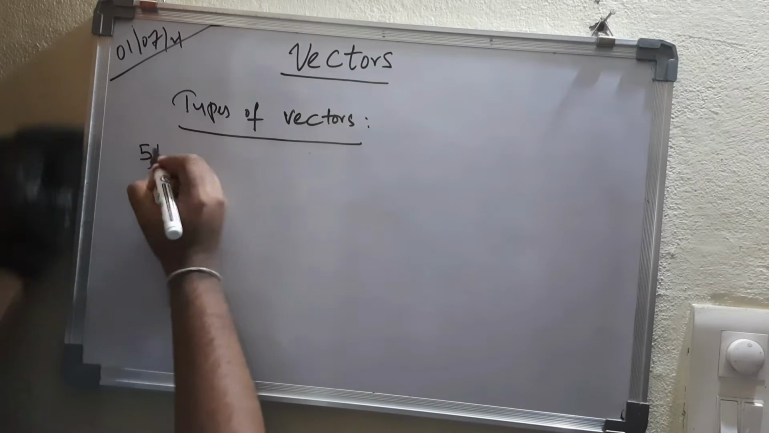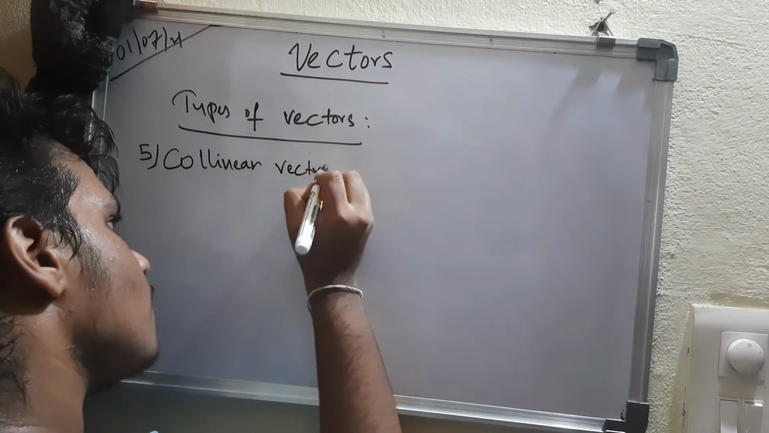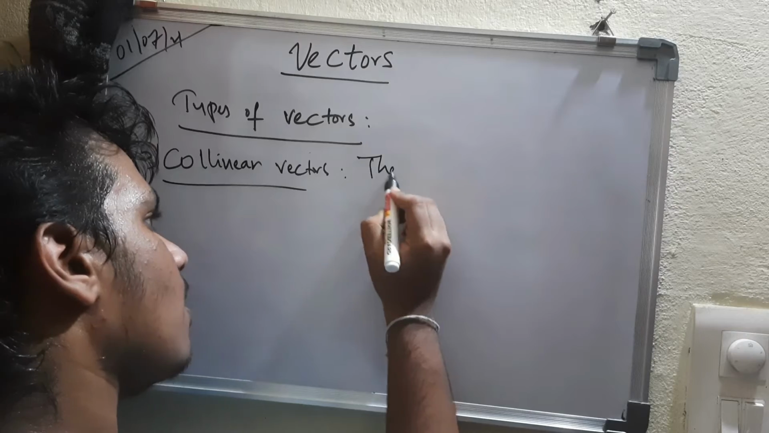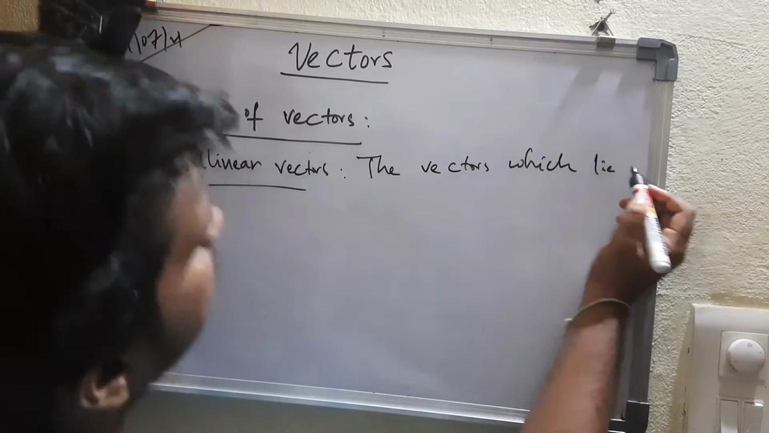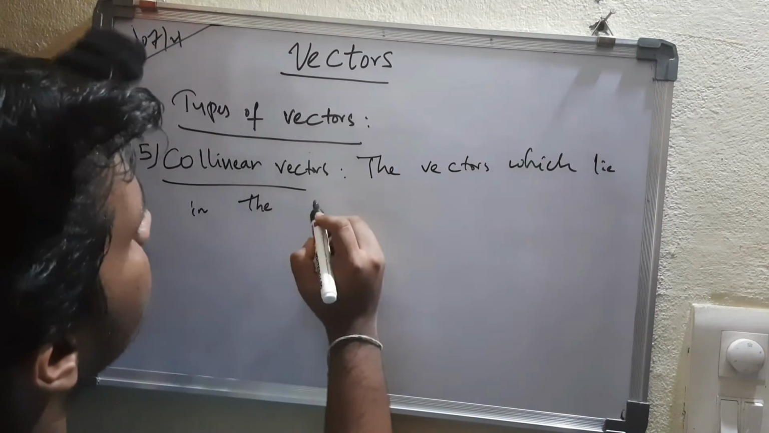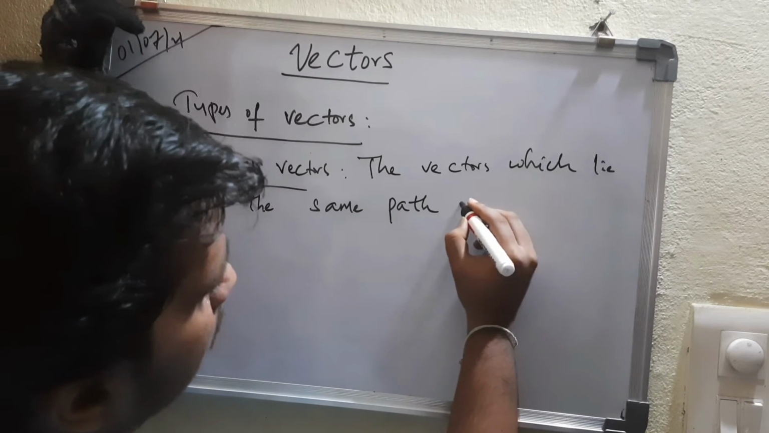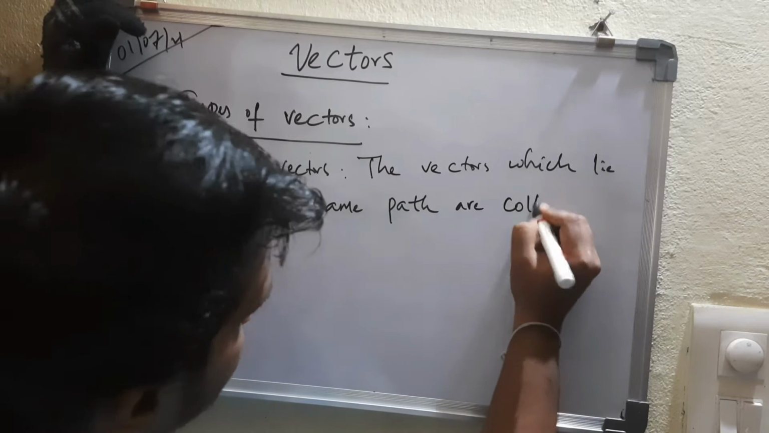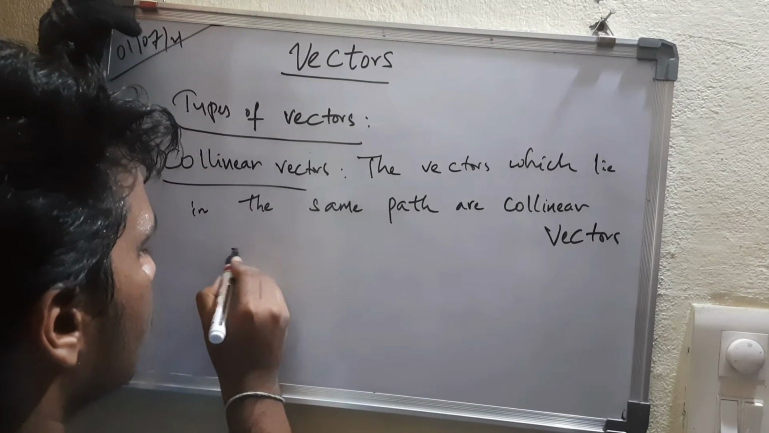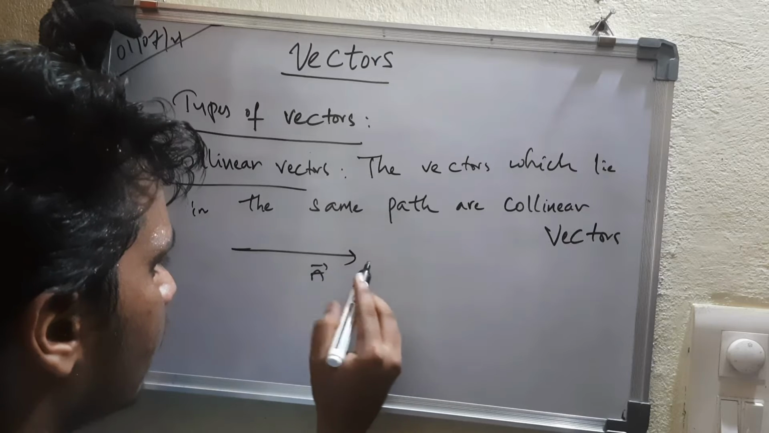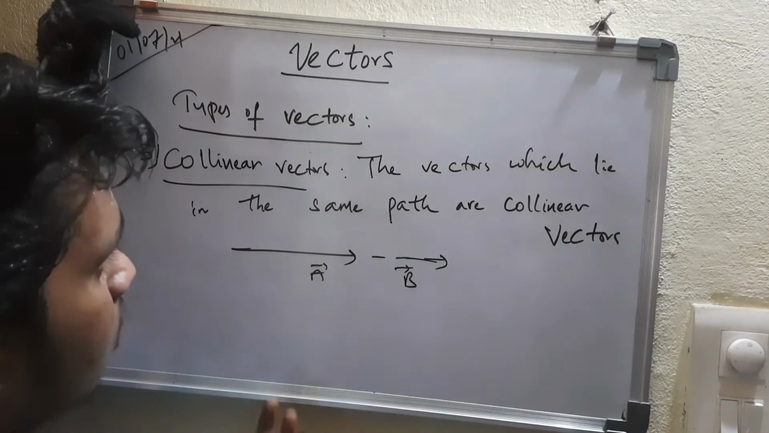Now the fifth one, collinear vectors. The vectors which lie in the same path are called collinear vectors. A, B are called collinear vectors.